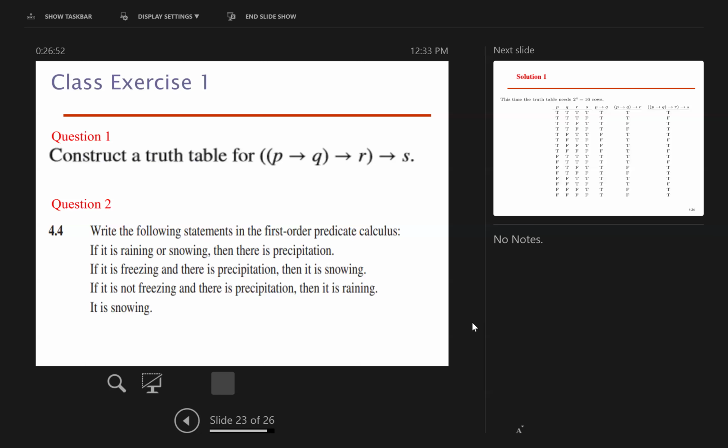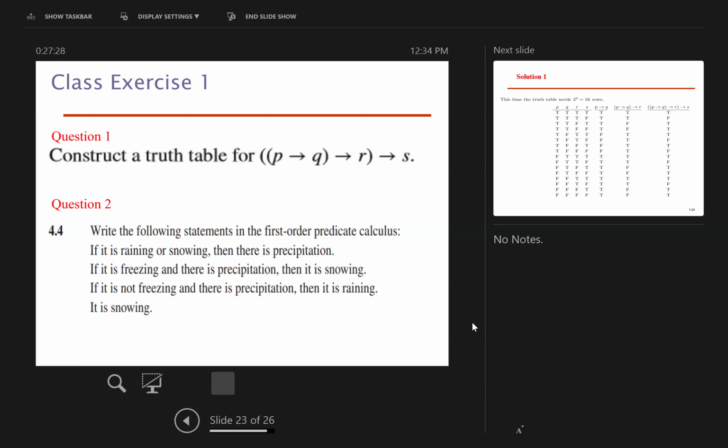So this example is already done here, and hopefully you went through it already. You should have these slides. Construct a truth table using the condition given to us: P implies Q, in inner parentheses, then implies R, then we close the parenthesis, then implies S. Then the second, write the following statement in first order predicate logic. The first one is very straightforward because first of all we have to count how many variables we have: P, Q, R, S. Wow, this is 4 variables. That means we have 16 combinations.